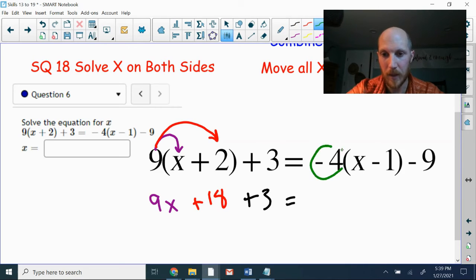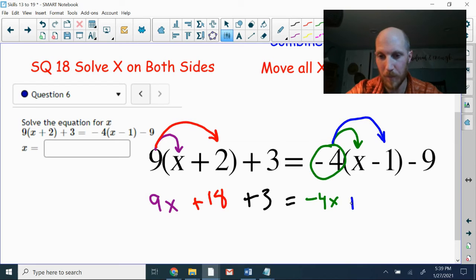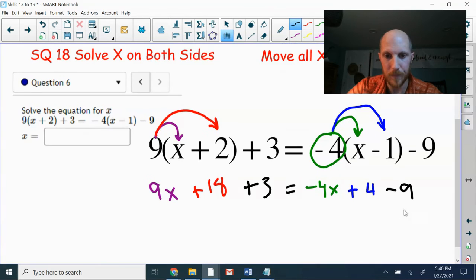And now I need to multiply this negative 4 onto all of the terms inside this group. So negative 4 times x, negative 4x, and negative 4 times negative 1. A negative times a negative will give me a positive. 4 times 1 is 4, so positive 4. And then the minus 9 at the end, that is not part of the group. Don't multiply the negative 4 onto that. Just bring it down to the next line.